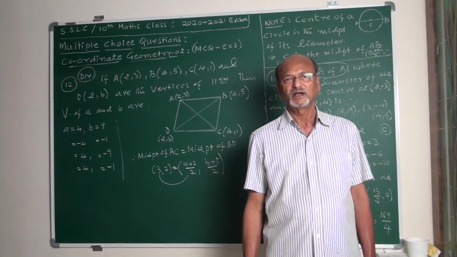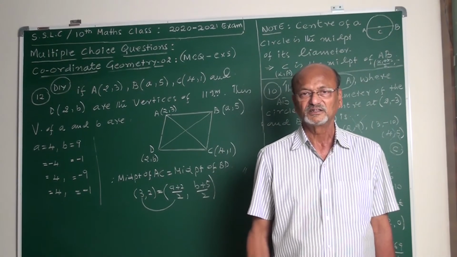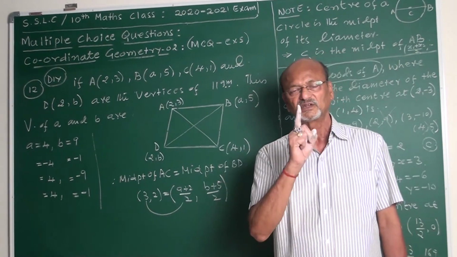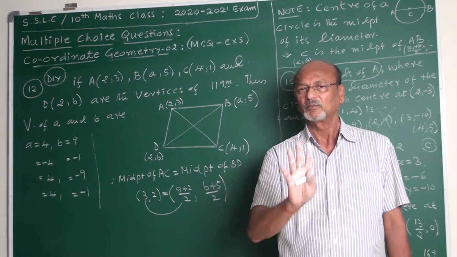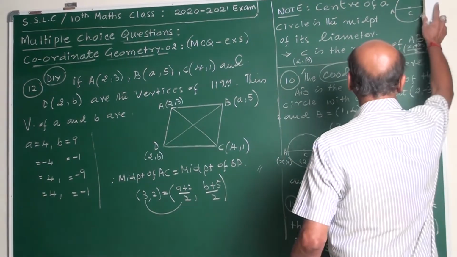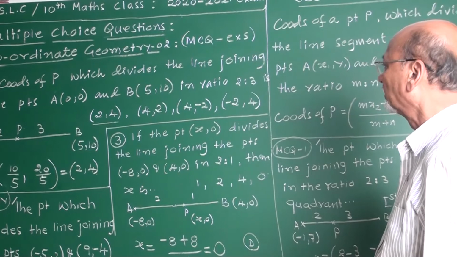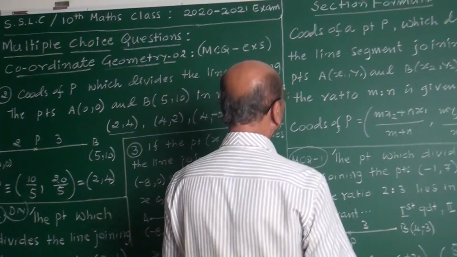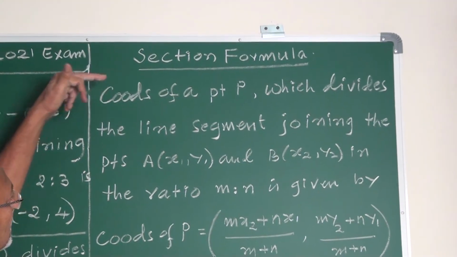Next, I will go with what? Section formula. I don't want to do more examples there. Why? Examples are slightly lengthy. Some sample things I do in case of section formula. Yes, my friends. First, I write section formula. Then I do some three, four examples on section formula. Yes, my friends. Next is, after the completion of examples on midpoint formula, now I consider the examples on section formula. First I give that formula.